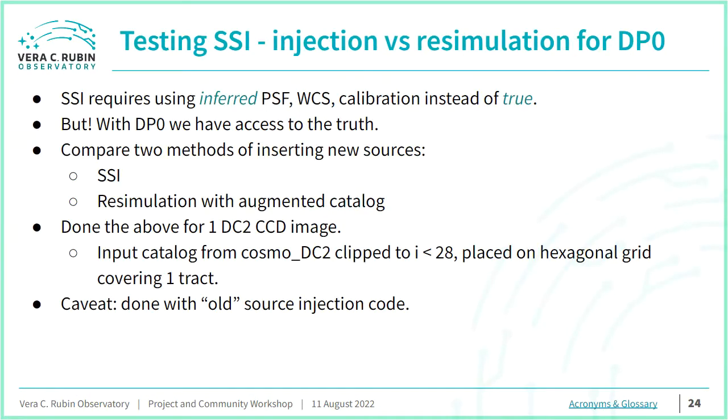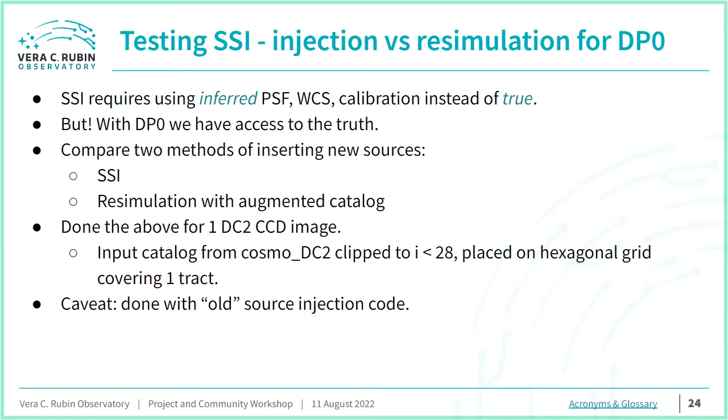So the way synthetic source injection works is we have to use properties that we infer from the image in order to create the new objects. Specifically, we use the inferred PSF to do a convolution. We use an inferred WCS to place the objects at the catalog RA/Dec. And we use inferred calibration products to get the right magnitudes. And of course, these are all things that we inferred from the image, but that's not exactly the same as the truth. So one test that I've been working on is, well, what if we had the truth?